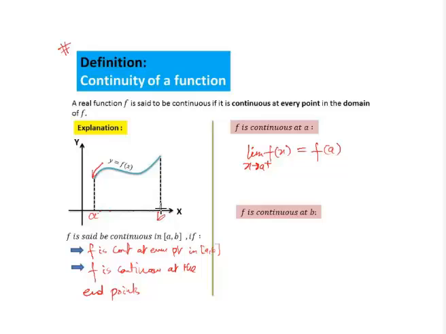Similarly, the function is continuous at point b if the limit of the function as x approaches b. Now here at point b we can find only the left hand limit, x approaching b from the left, because there is no sense in finding the right hand limit as the function is defined from a to b only. So the left hand limit of the function as x approaches b from the left should equal f of b. Then we say that f is continuous at point b.